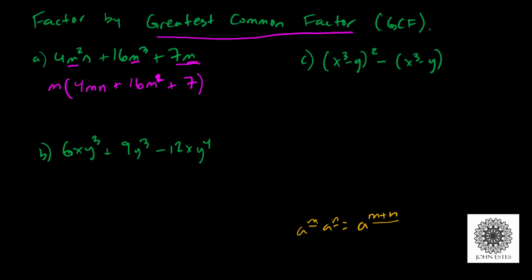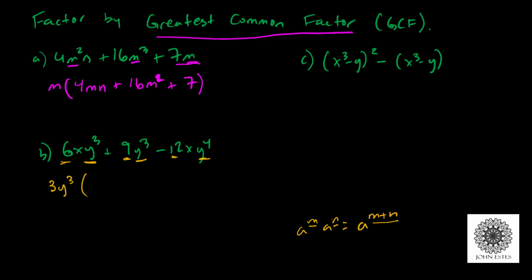In my second example, I have 6xy cubed plus 9y cubed minus 12x y to the fourth. Now I see some other things that are common. First of all, there is a y in each term, and actually there's a y to the third power in each term. Also I have some multiple of 3 in each term, so I believe I can take out a 3. I'm going to take out a 3y cubed.